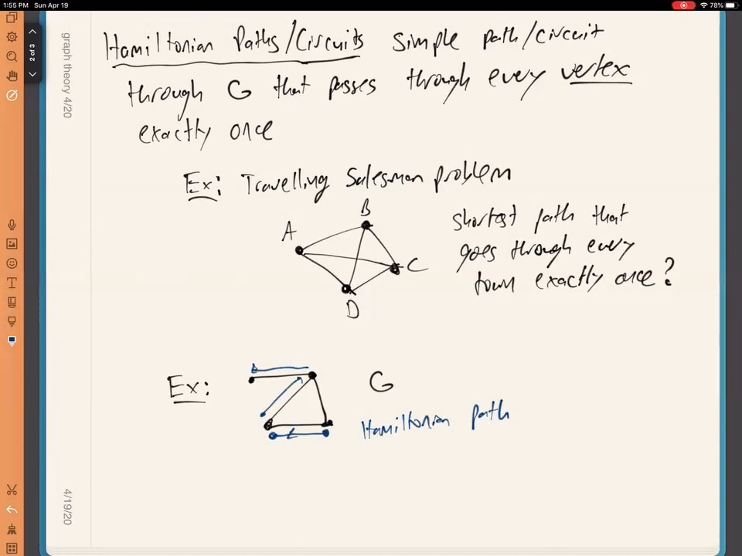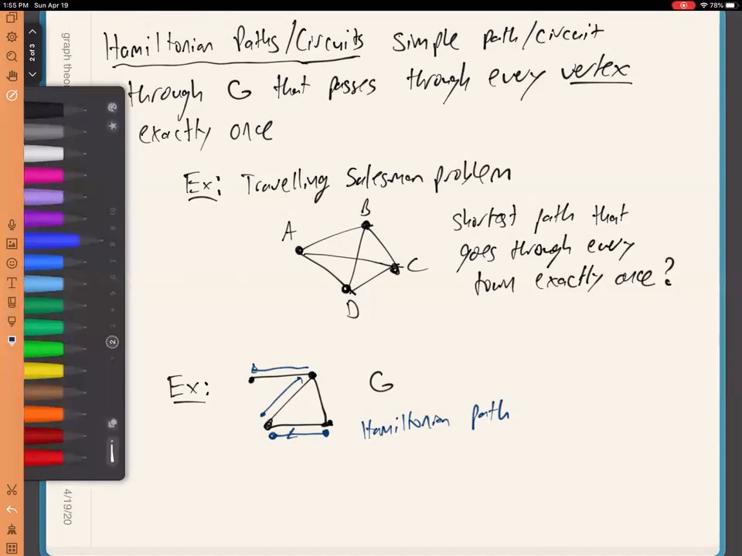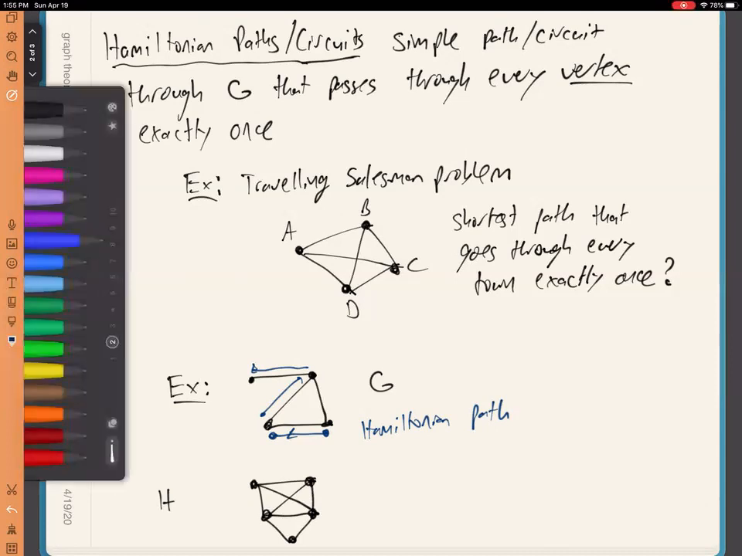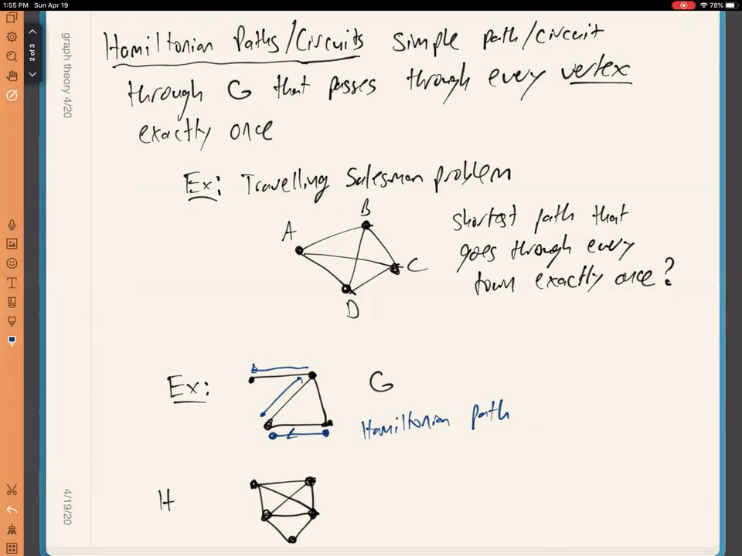Right, so that's an example of a Hamiltonian path, and let's look at another picture. Let's say H is this graph. Is it possible to find a Hamiltonian path through this graph? Well, once again, we can try to just guess and check and work our way through.